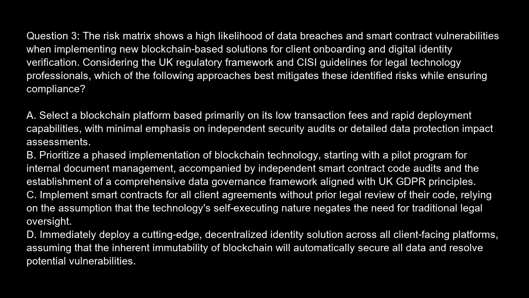Option C. Implement smart contracts for all client agreements without prior legal review of their code, relying on the assumption that the technology's self-executing nature negates the need for traditional legal oversight. Option D. Immediately deploy a cutting-edge, decentralized identity solution across all client-facing platforms, assuming that the inherent immutability of blockchain will automatically secure all data and resolve potential vulnerabilities.